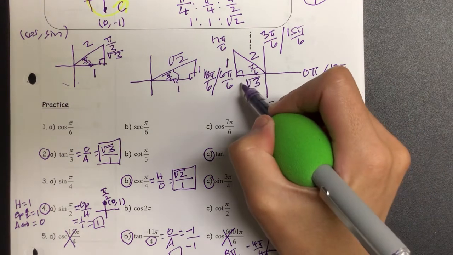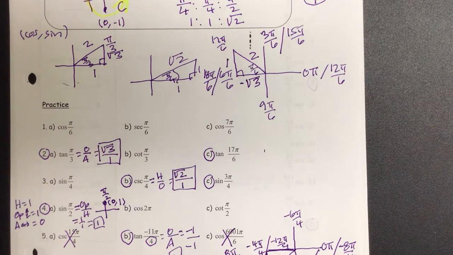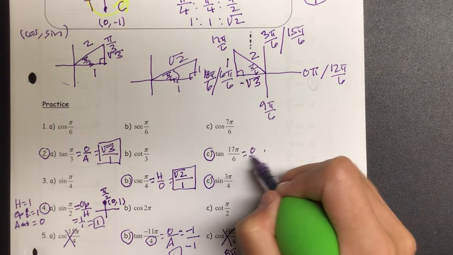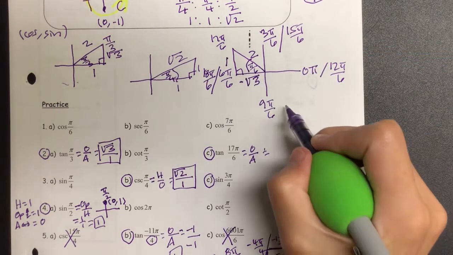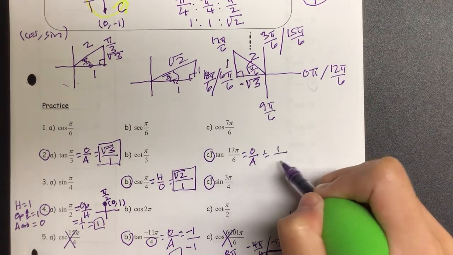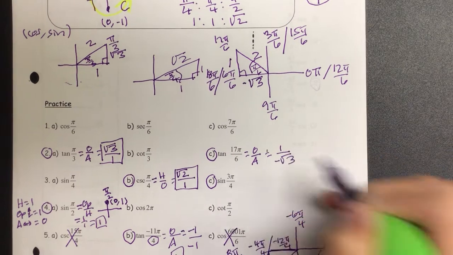The negative 3 went left. 1 went up. That's positive. So our tangent is opposite over adjacent. From the reference angle, my opposite is how many? 1. Adjacent is negative root 3.